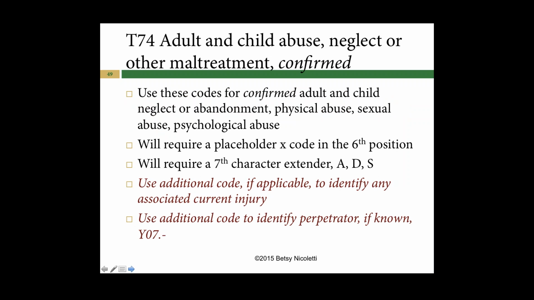T74, adult and child abuse, neglect, or other maltreatment confirmed. So we're going to use these codes when we have confirmed adult abuse, abandonment, neglect, sexual abuse, or psychological abuse. T74 is the category. There are going to be many more codes underneath that category that are more specific and define those items listed in the first bullet there.